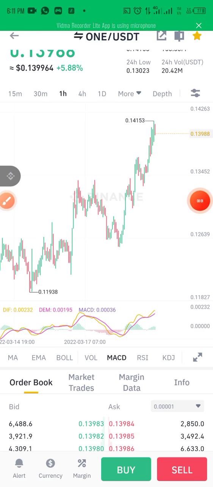Okay guys, in this video I'll be teaching you how the MACD works and how the RSI works. MACD means moving average convergence divergence. Okay, and then the RSI. So I'm going to show you how this works.